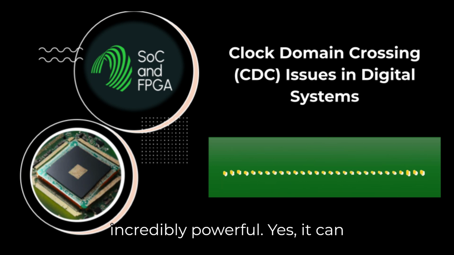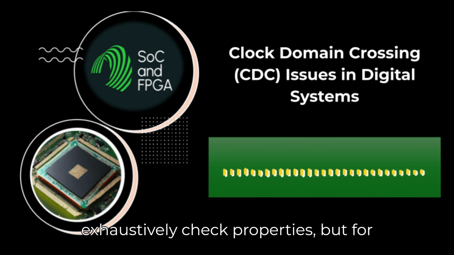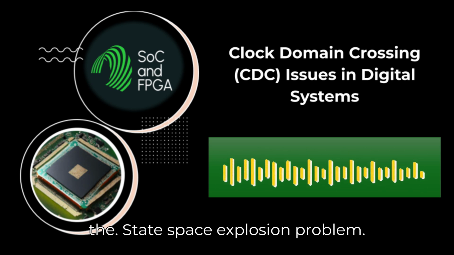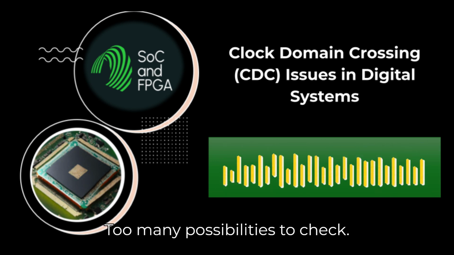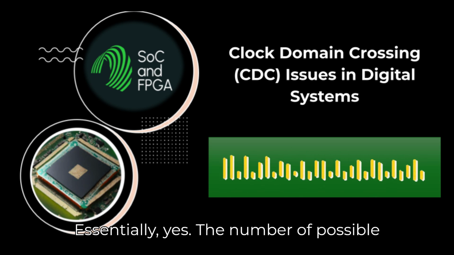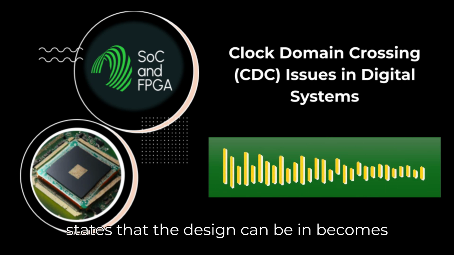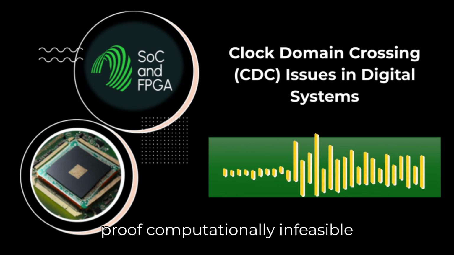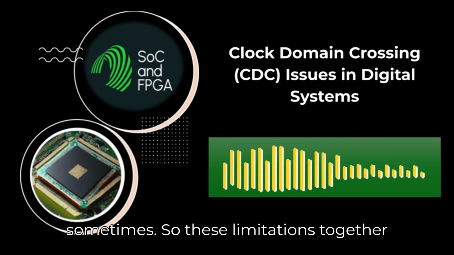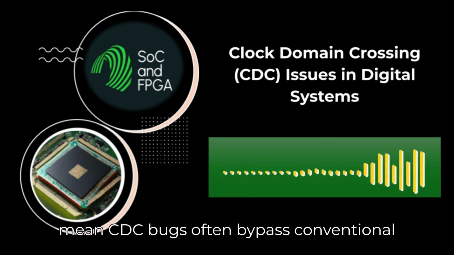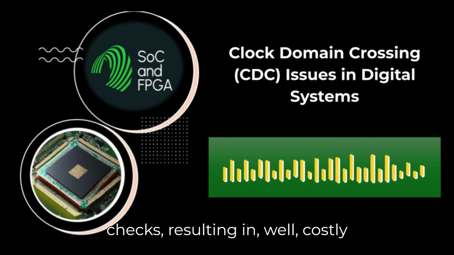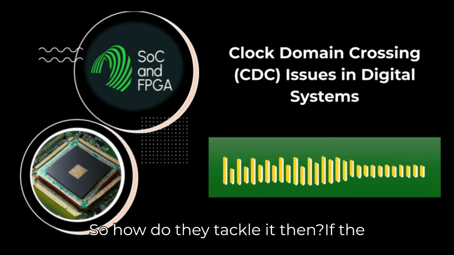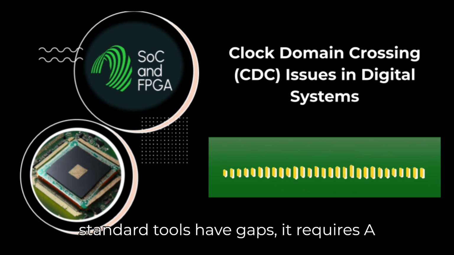Formal verification is incredibly powerful, yes. It can exhaustively check properties, but for large, complex chips, it often runs into the state-space explosion problem. Too many possibilities to check. Essentially, yes. The number of possible states that a design can be in becomes astronomically large, making a full chip proof computationally infeasible sometimes. So these limitations together mean CDC bugs often bypass conventional checks, resulting in, well, costly respins or those dreaded field failures. So how do they tackle it then, if the standard tools have gaps?